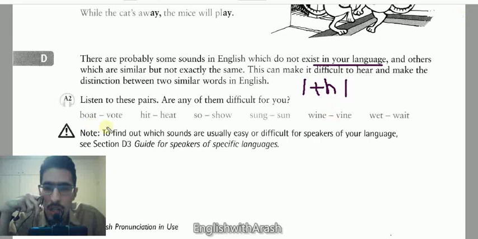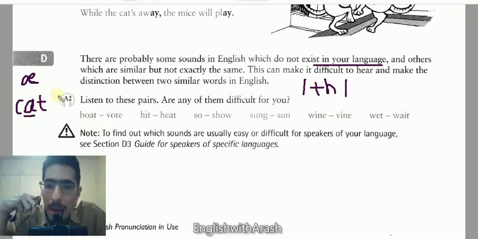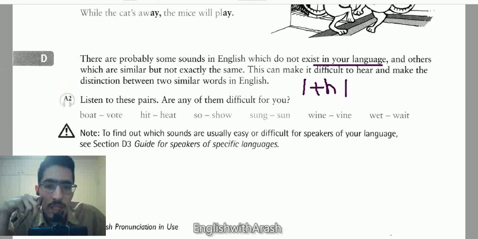And some other words. For example, in the word cat, we have this a sound. But in Farsi, we never have it, because this a sound is kind of like this. In Farsi, it's kind of shorter. But in English, you say cat. So you don't have it in Farsi, but in English, you have it. So these are the sounds that we are going to be working on mostly, because they are the sounds that we don't have in Farsi.